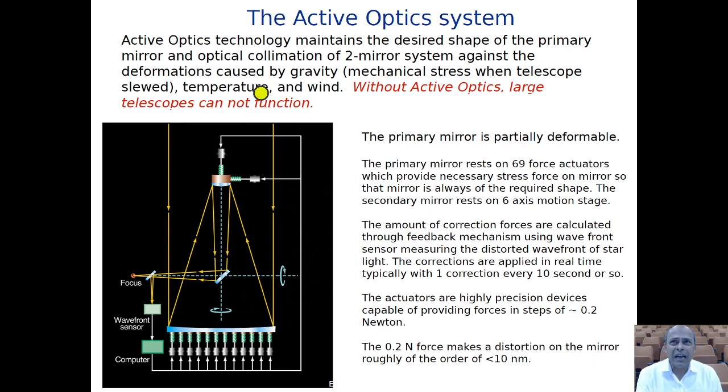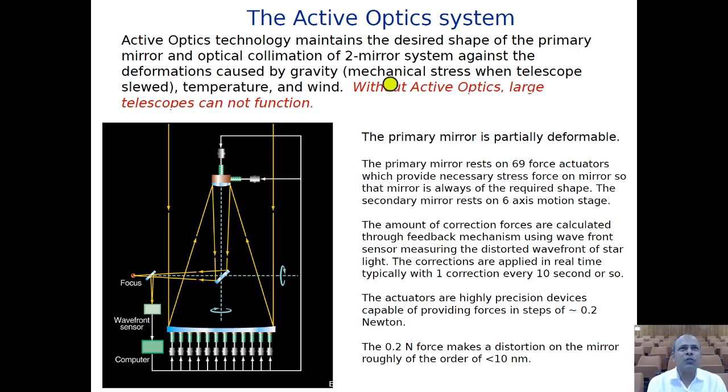What it does is maintain the desired shape of the primary mirror, and maintain the optical collimation of this two mirror system, against the deformation caused by gravity. When you point this telescope to different directions, let's say zenith and then east, the secondary mirror looks to the east and will deform a little with gravity, coming a little down. So the primary and secondary mirrors need to be adjusted again to align them.